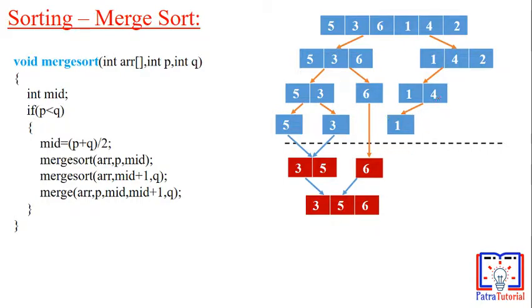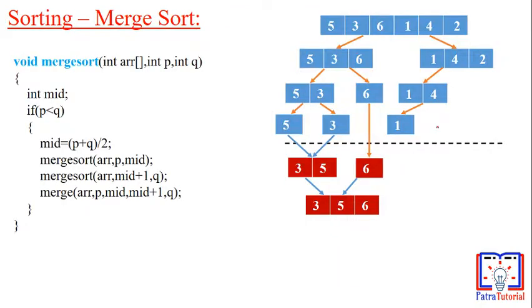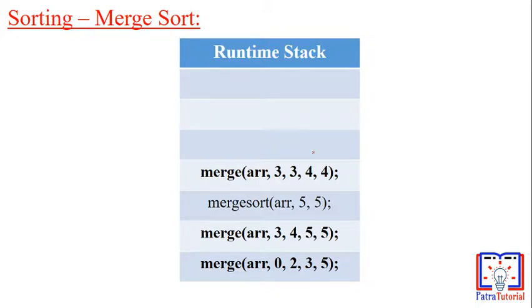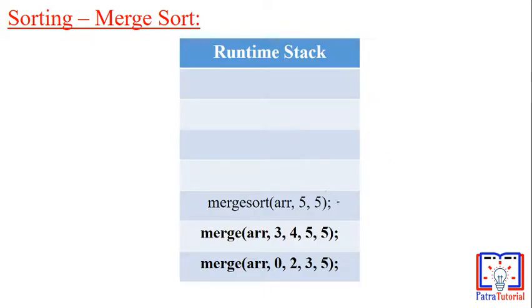Now I need to call this one, merge sort 4 and 4. Again, a single element is there, so I cannot divide this further, so 4 will be like 4 only. This is one sublist, this is one sublist. Again look at the runtime stack. Merge function means combine two sublists. 3 3 4 4 means only one element is there in both arrays, so 1 and 4 will be combined into a single sorted sublist. This is the result.